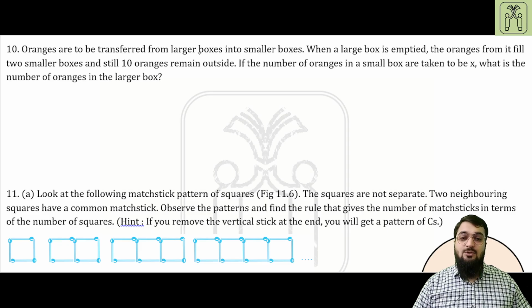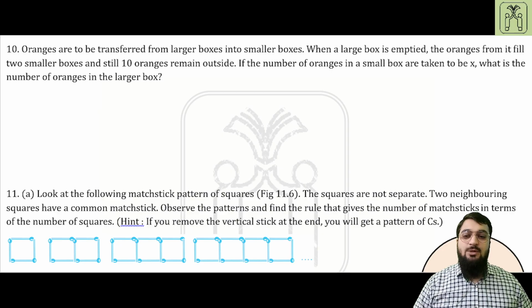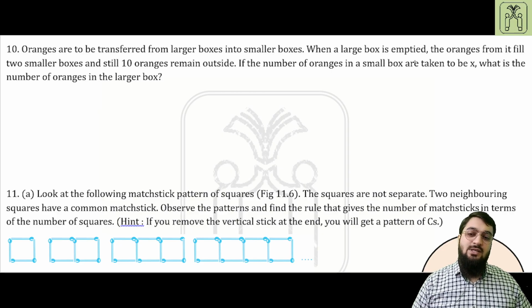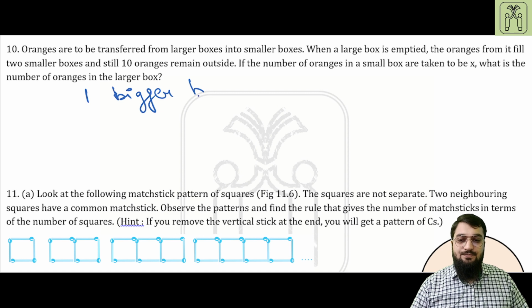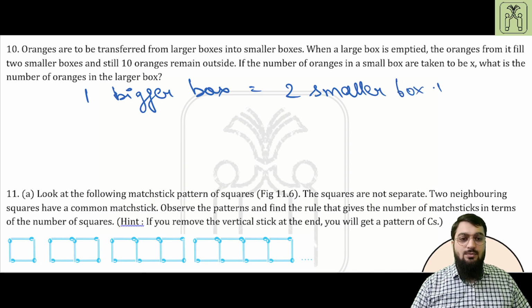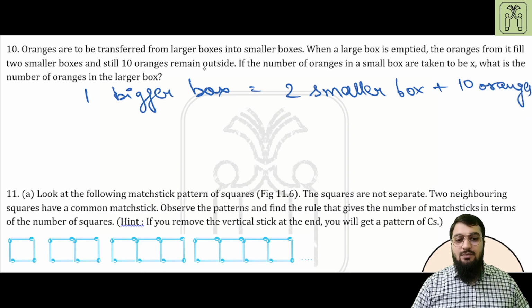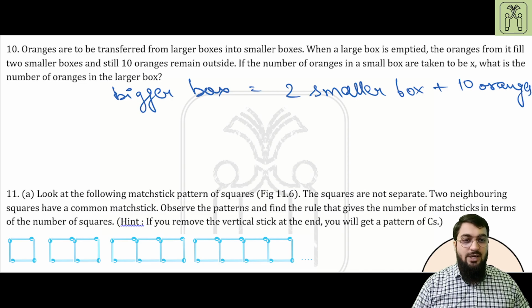Oranges are to be transferred from larger boxes into smaller boxes. When a large box is emptied, oranges from it fill 2 smaller boxes and still 10 remain outside. So what does this mean? That one bigger box is equal to 2 smaller boxes plus 10 oranges. That is what the question is saying. If the number of oranges in a small box is taken to be X, what is the number of oranges in the larger box?